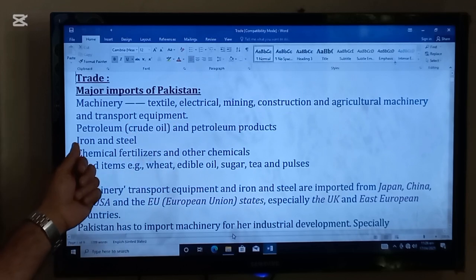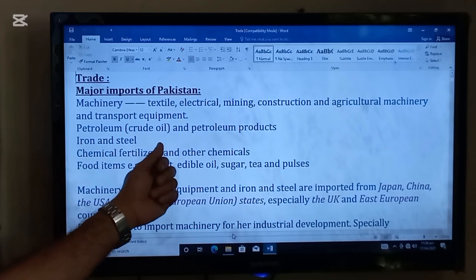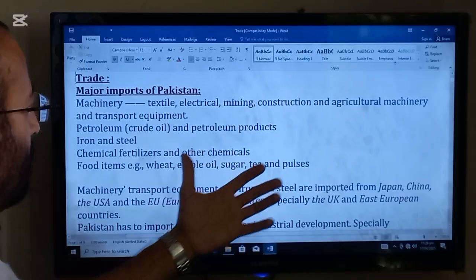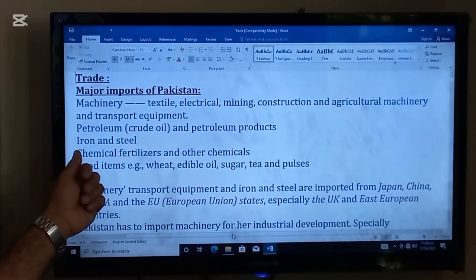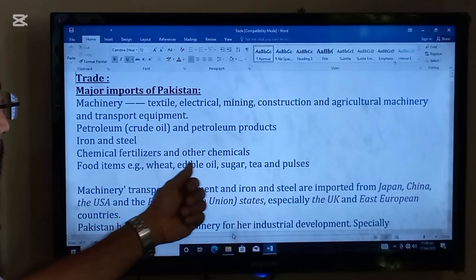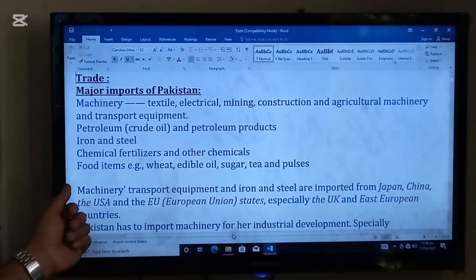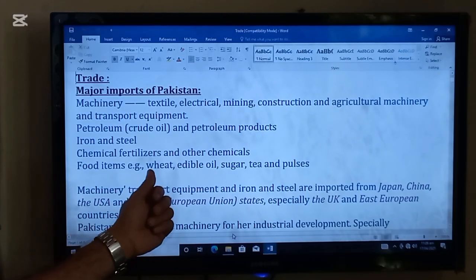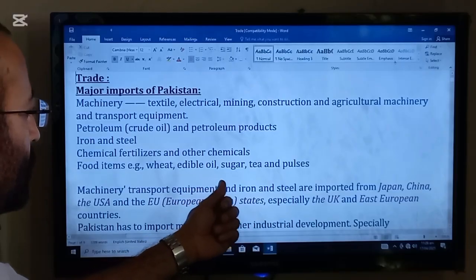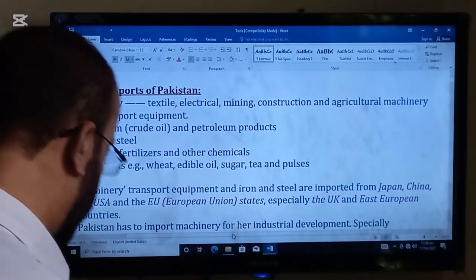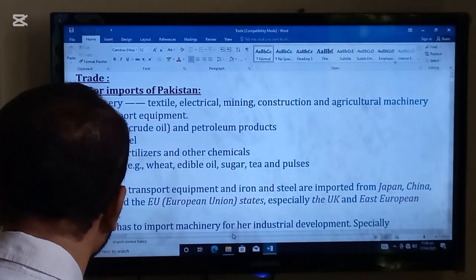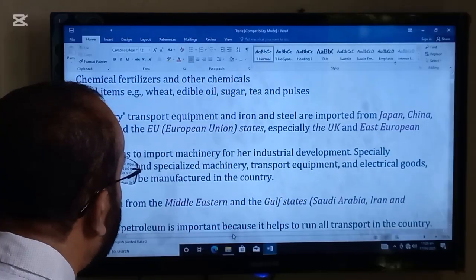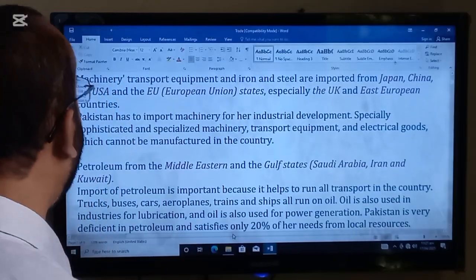equipment. Next is petroleum, that is crude oil and petroleum products. We are importing iron and steel. We are importing chemical fertilizers and other chemicals, and we are importing food items, for example, wheat, edible oil, sugar, tea, and pulses. And now we are going to read the countries from where they are importing.